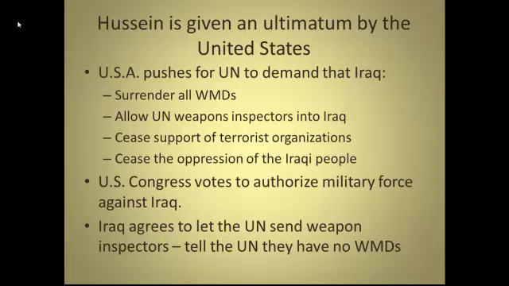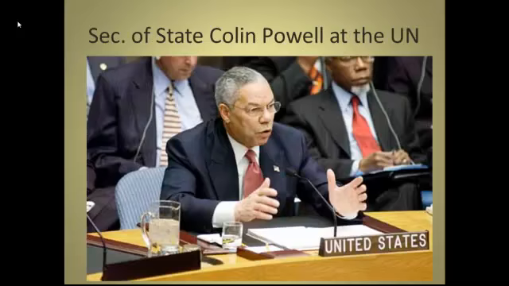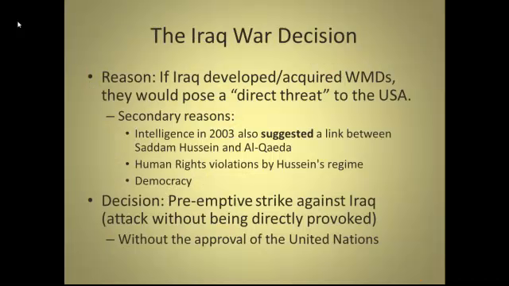In an effort to prevent military action, Saddam Hussein in Iraq agreed to let the United Nations send in weapons inspectors, and they told the United Nations that they currently possess no weapons of mass destruction. However, these investigators were not given full access to everywhere in the country, which made the United States suspicious. Here's a picture of Secretary of State Colin Powell addressing the UN, asking them to take action against Saddam Hussein.